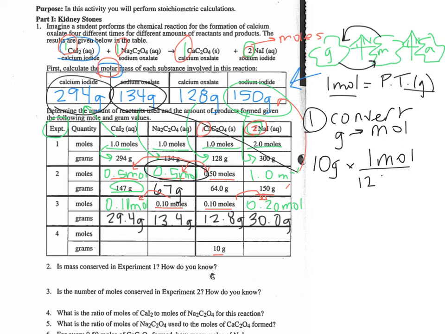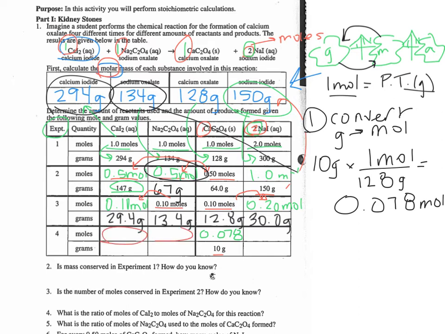So that's 128 grams. So when we do that, we're going to get 0.078 moles. And so that's going to be our moles for calcium oxalate right up here, 0.078. Okay. All right, so that's a good start, and that's going to open the door to every other mole blank right here.